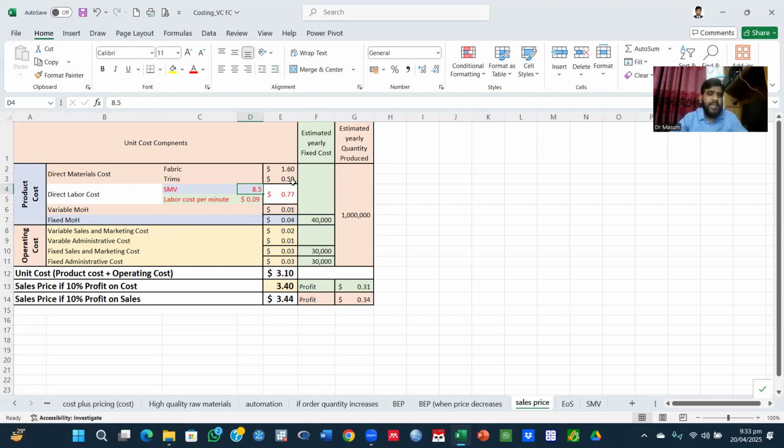Your SMB is $8.5, and we have shown you how to calculate SMB. However, we will again show how to calculate SMB today. So your SMB is $8.5, and your per minute factory cost is $0.09. So multiplication of SMB and per minute cost gives you the labor cost, and labor cost is here 0.77, and manufacturing overhead is $0.01, variable and fixed is 0.04.